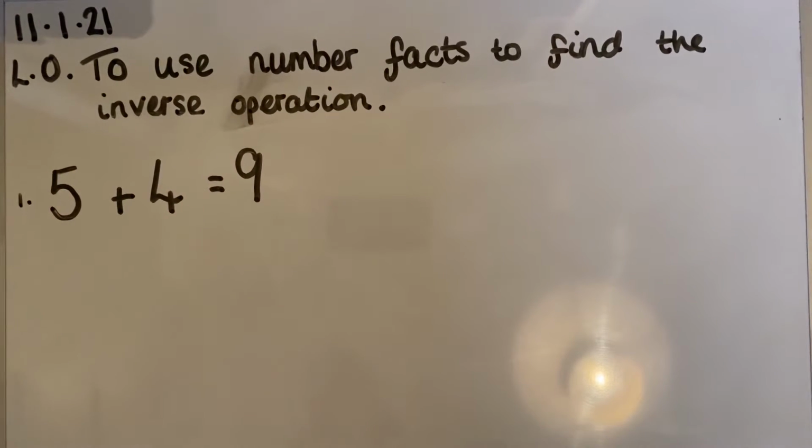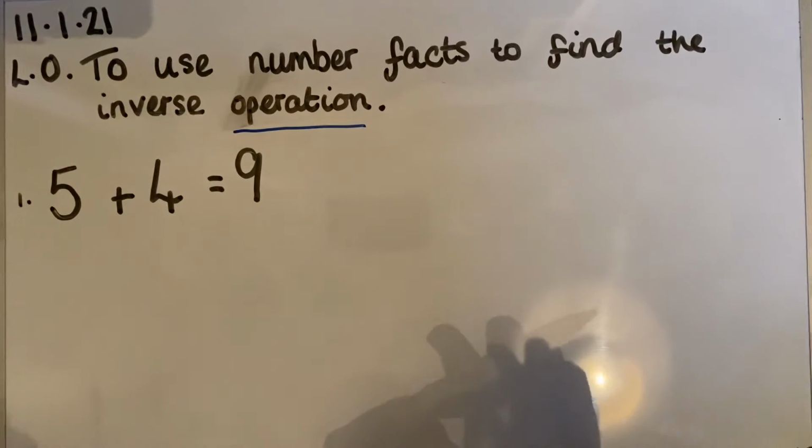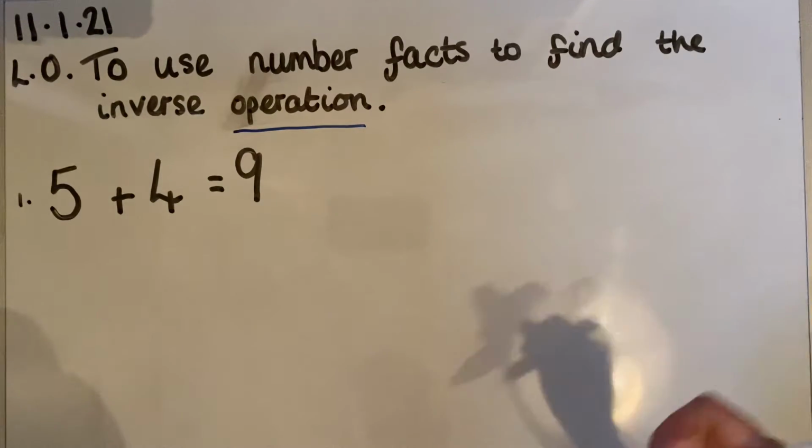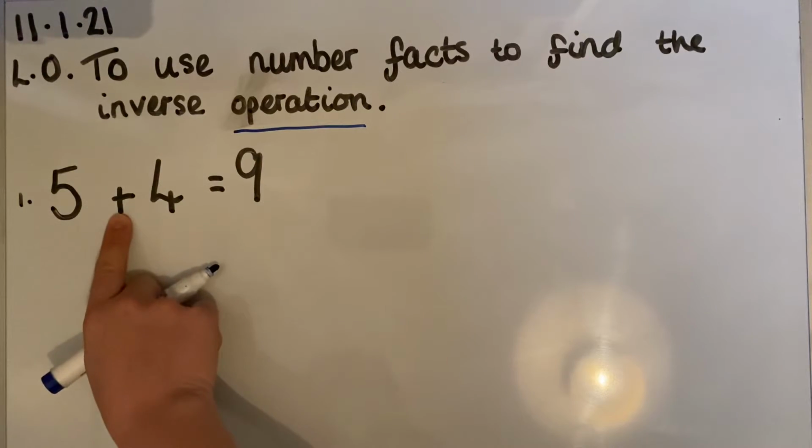Our learning objective today is to use number facts to find the inverse operation. Now I want to go through two words in that learning objective to make sure you know what they mean. The first one is operation. When we're talking about operation in maths, it's what we are doing to our numbers in a sum. Okay, so in this sum, our operation would be adding.